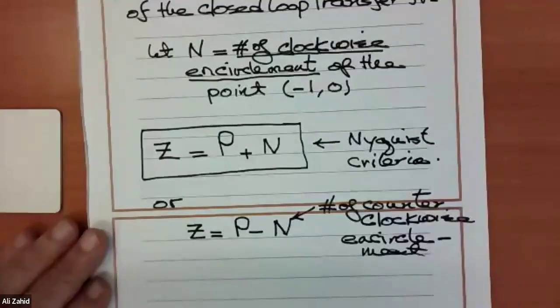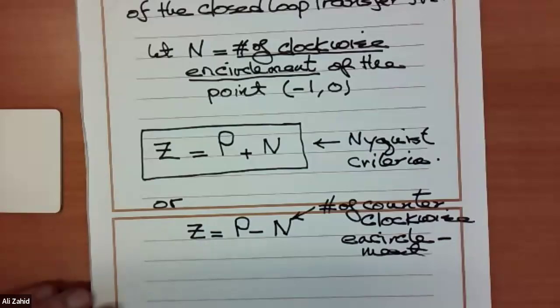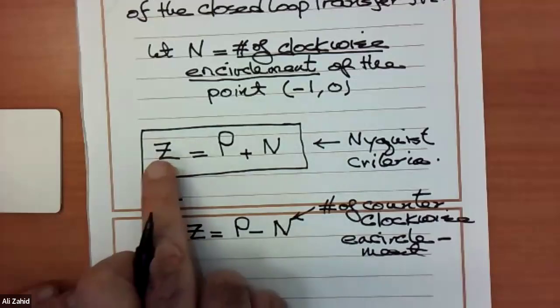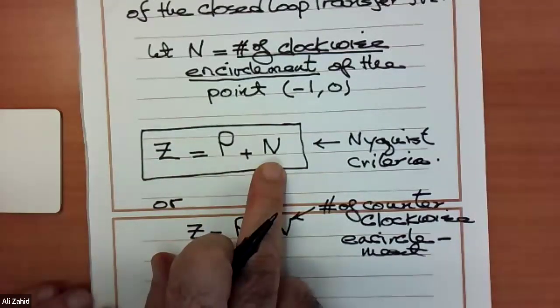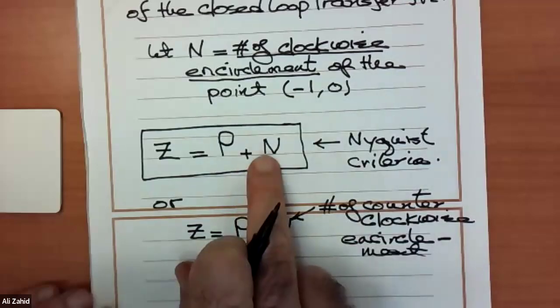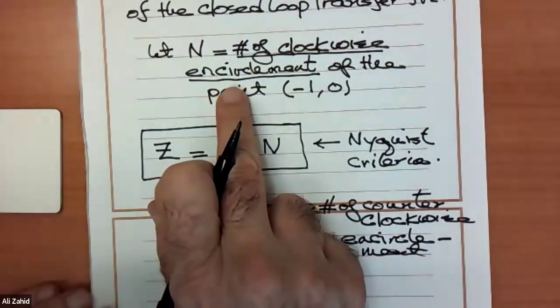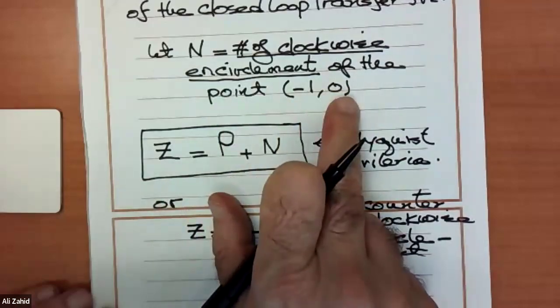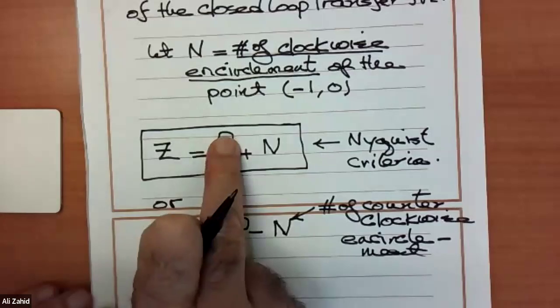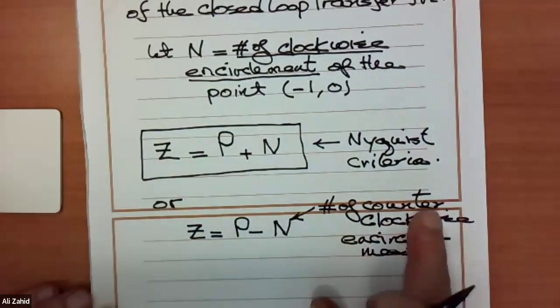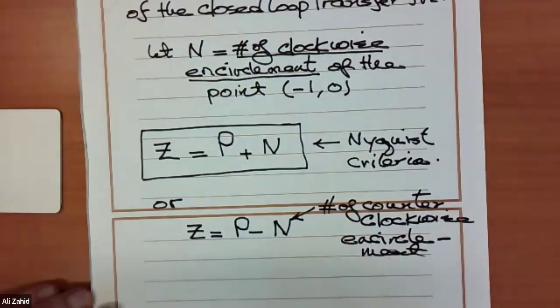You follow me so far or not? Makes sense. Okay, so don't get confused. Z equal to P plus N is the Nyquist criteria, where N is the number of clockwise encirclements of the point minus 1, 0. Or Z equal to P minus N, which is equivalent, but here N is the number of counterclockwise encirclements. Did you get it or not? Yeah, it makes sense. So it depends on which way you encircle based on your graph. That is correct.